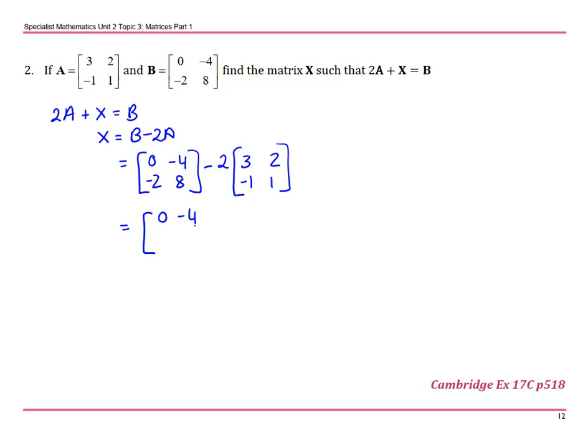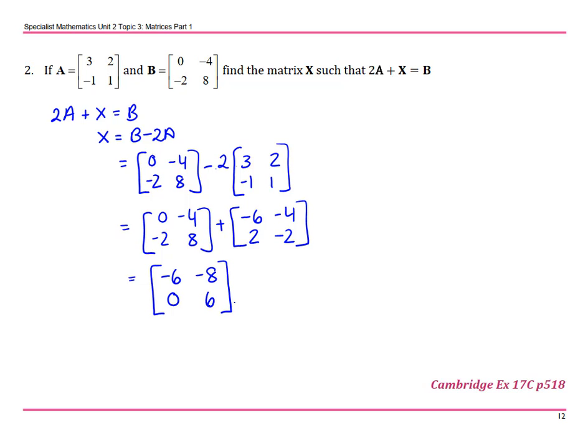So that's 0, -4, -2, 8. I'm going to make it a plus. -2 times 3 is -6, -2 times 2 is -4, -2 times -1 is 2, -2 times 1 is -2. So just be careful with what you do there. 0 plus -6 is -6. -4 plus -4 is -8. -2 plus 2 is 0. 8 take 2 is 6. Okay, so that's our matrix X.